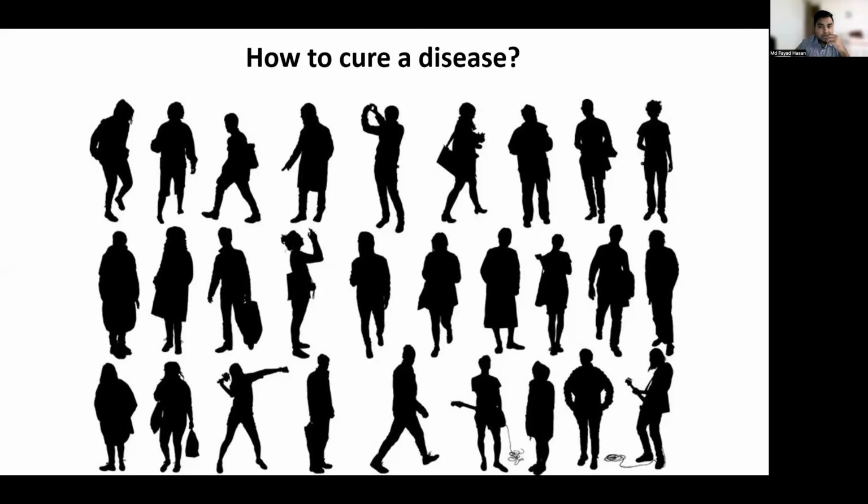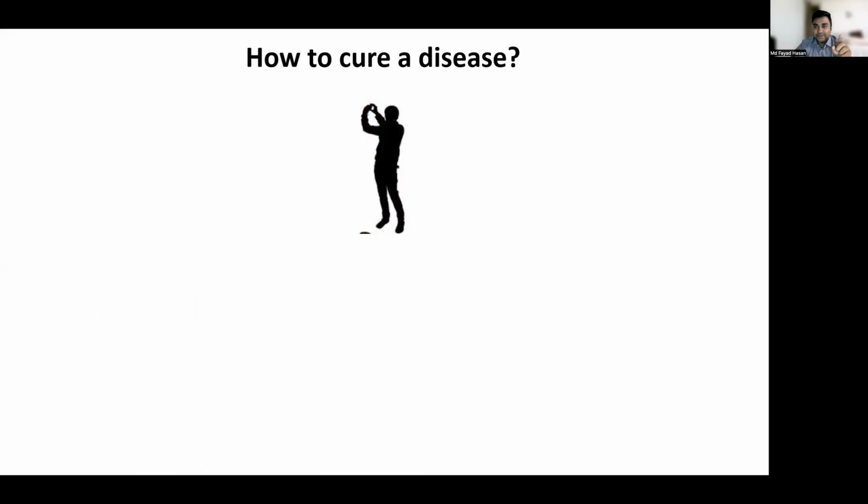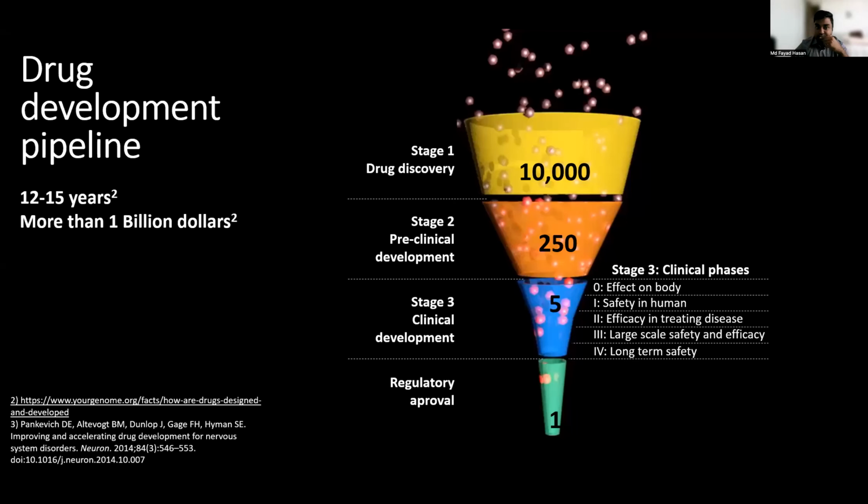So the best way would be to get lots of people, and give everyone the disease. And then you give everyone a separate drug, and see whose disease is cured. So then you can say, okay, that's the cure of the disease, that's the medicine we have found. And this process is really expensive, so expensive that a single drug takes 12 to 15 years to make, and it costs more than $1 billion.